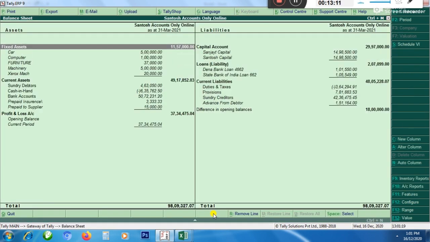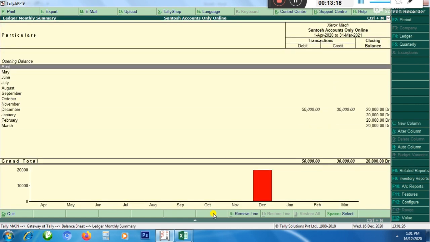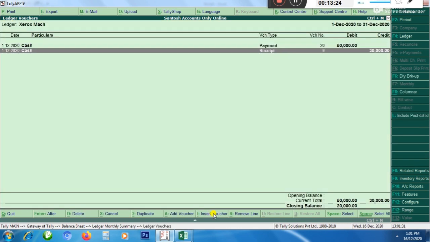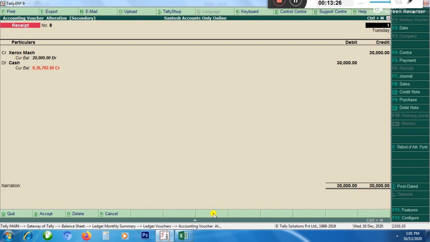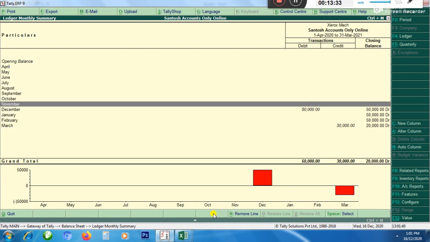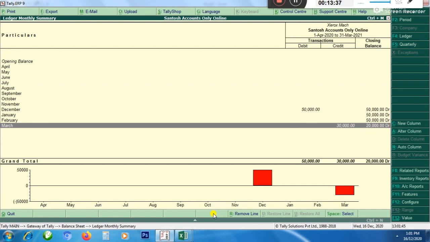When I go to the machinery here, Xerox machine, see the 20,000. When I press enter here, see, it shows we bought the Xerox machine. I'll change the date of the receipt here to 1st of March, when we sold it. Now see, the Xerox machine purchase of 50,000 is credited, meaning sold for 30,000. Right now there is no Xerox machine in the business.